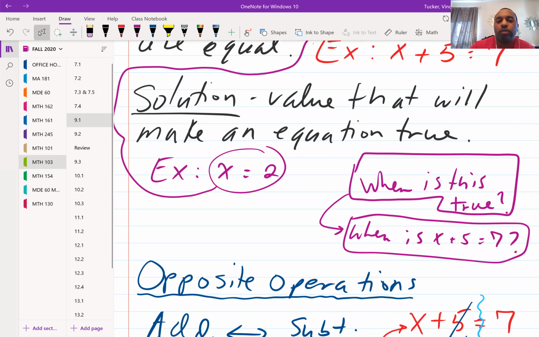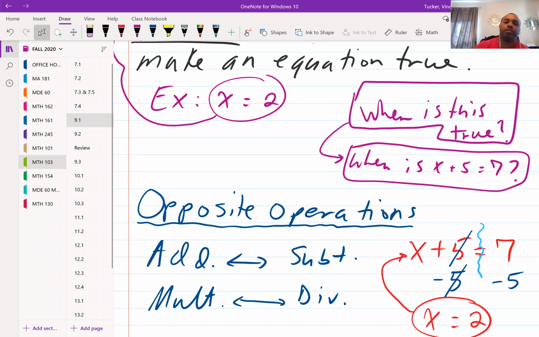Okay. So we'll be solving by what I call opposite operations. Remember, our goal is to solve for x. We want to get x by itself, so we need to undo what's being done to x. If we go back to that equation of x plus 5 equal to 7, addition and subtraction are opposite operations. They undo what the other one does. Multiplication and division undo what the other one does. So if I have x plus 5 equal to 7, in order to undo the addition of 5, I will subtract 5. Plus 5 and negative 5 will cancel.